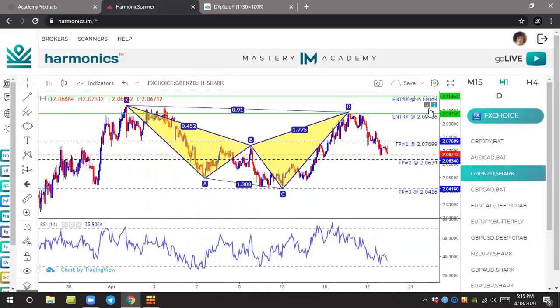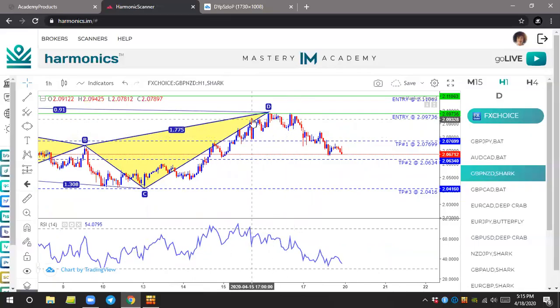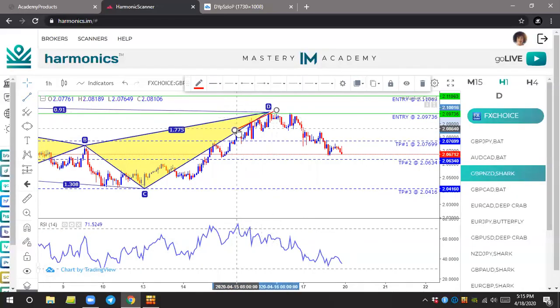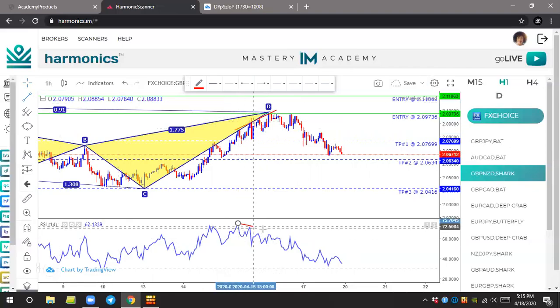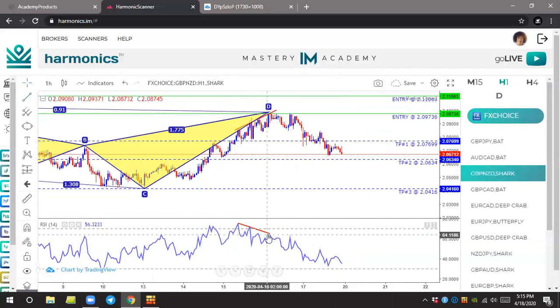So now, can we find some type of divergence, something showing us some type of divergence? Well, yes, we can. Right here, we can see higher highs being formed from this point to D. But on the RSI, we're seeing lower highs being formed while the chart is making higher highs.